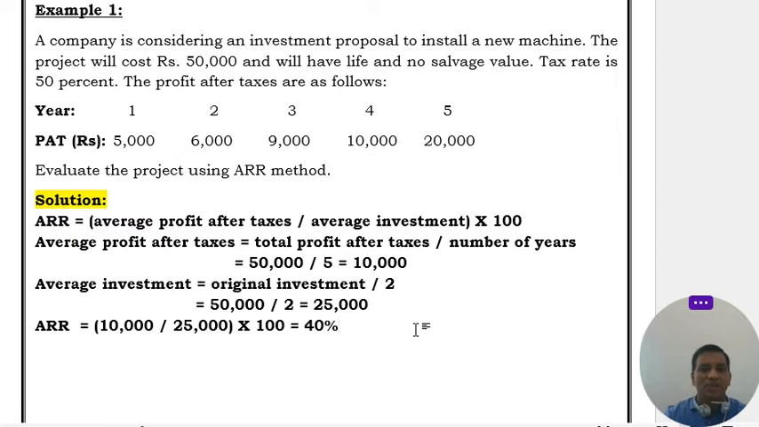Generally, for decision making, since it is a single project, we will compare the ARR with the standard ARR of the company. If the calculated ARR is more than the standard ARR, accept the project. Otherwise, reject the project. That is the decision criteria. But here in this question, the standard ARR is not available. We just calculated the ARR. That's it. I hope you understand.